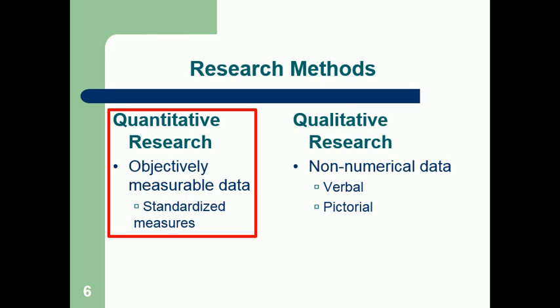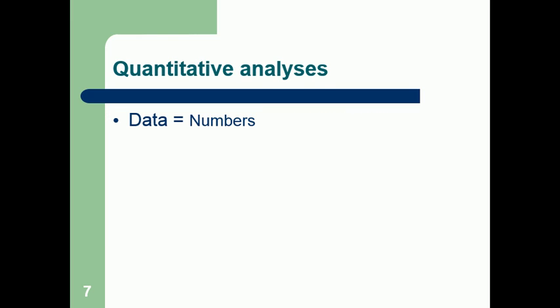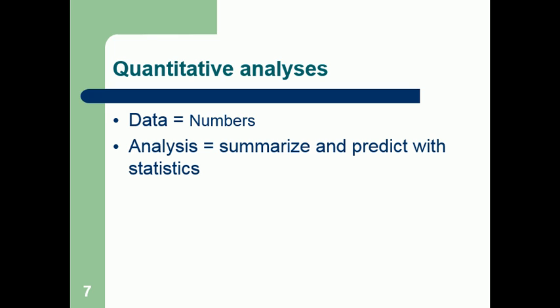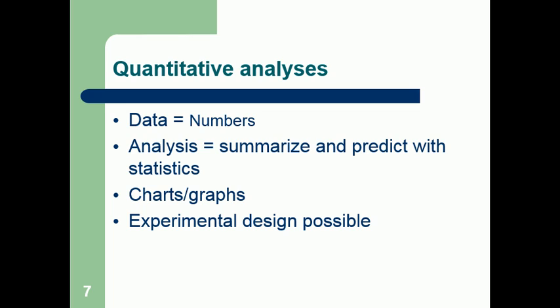This means that you have standardized measures that are used. These are objective depictions of human development, and we'll also discuss what that means shortly. So, with quantitative research methods, your data is somehow made into numbers. This allows for analyses through statistics, which will summarize and hopefully predict what you're trying to analyze with your research hypothesis.